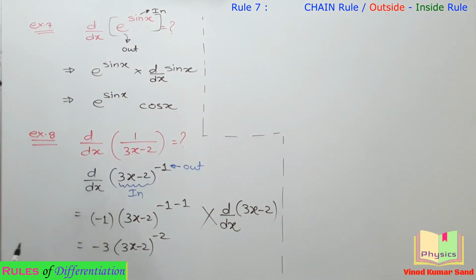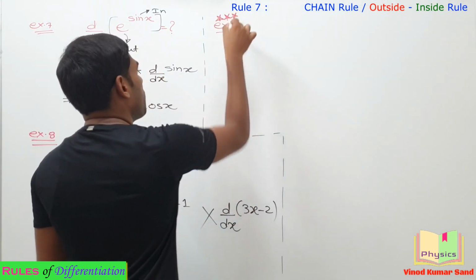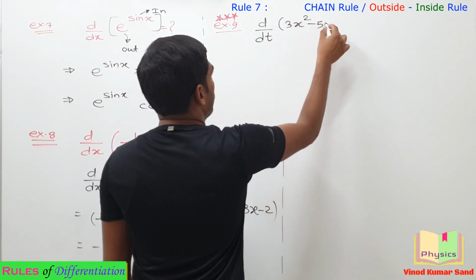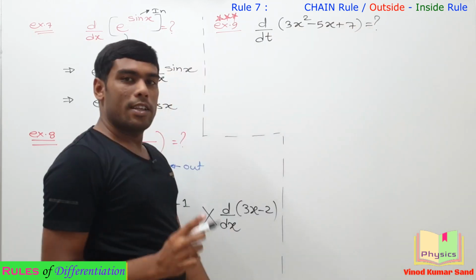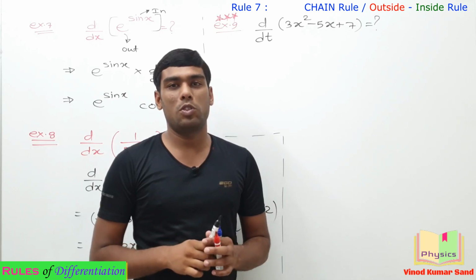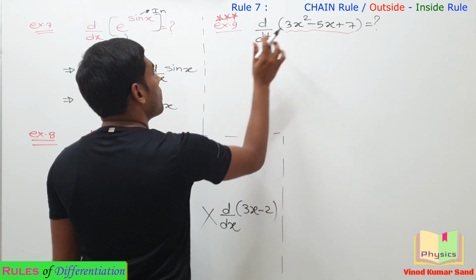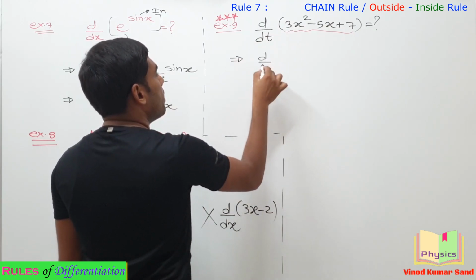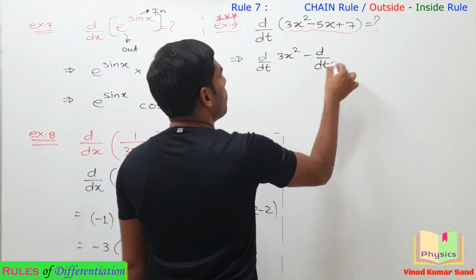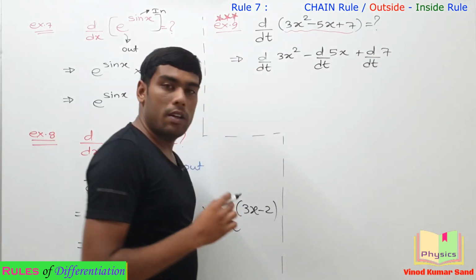I am taking up a few more questions. Example number 9. It's super important. d by dt of 3x square minus 5x plus 7. You can pause the video here and give it a try yourself. It's a super important question. I'm solving it on the board. This can be written as d by dt of 3x square minus d by dt of 5x plus d by dt of 7. Simple thing.